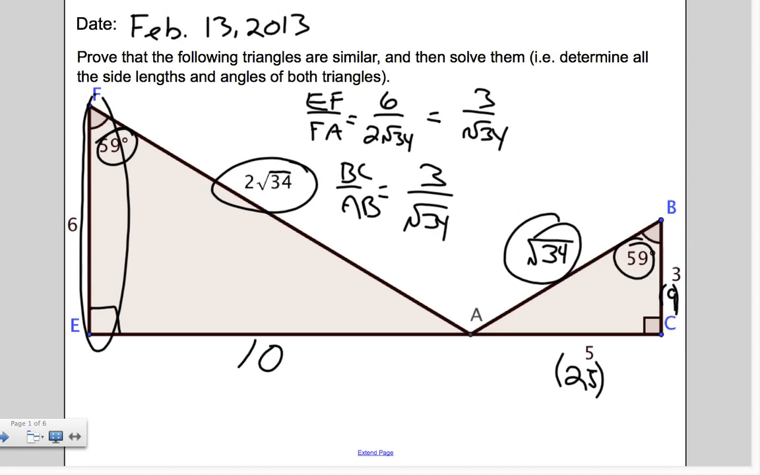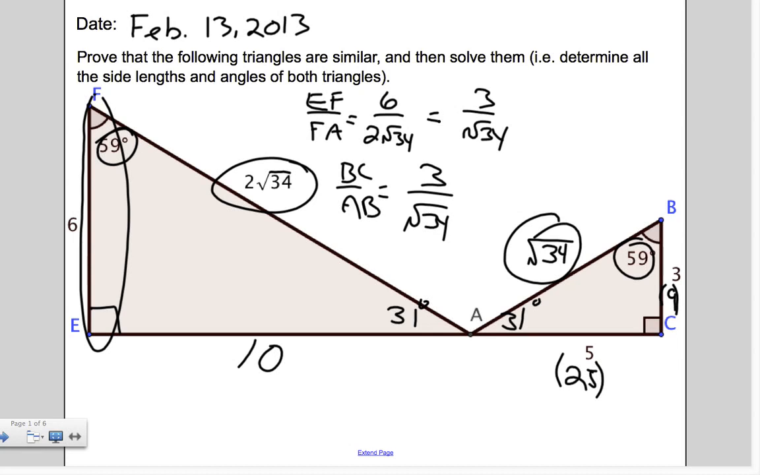And then finally, what are the two angles left over? 31. And how do you get 31? You add 59 and 90, and then subtract it from 180. Basically we know that three angles in a triangle add up to 180. So 180 minus 90 gives us 90, minus 59 gives us 31. Okay, so that's how you can solve for that triangle, once we've proven that they're similar.